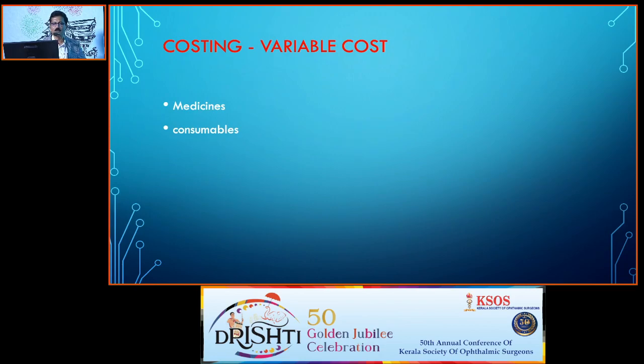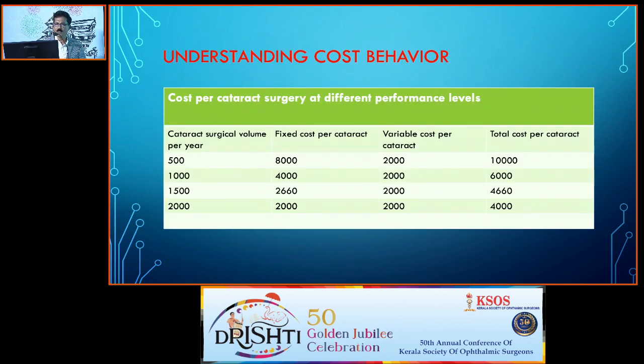Whereas the variable cost, of course, will depend on the number of surgeries you do. That is the IOLs and medicines and consumables that you use. So that is going to vary depending on the number of surgeries that you do. So there is one small table which will show you how your cost and your profit will change depending on the number of surgeries that you do.